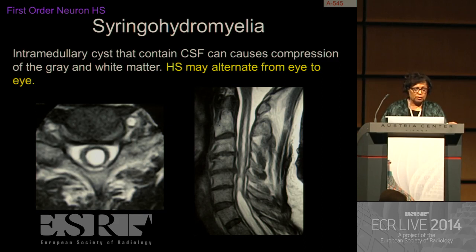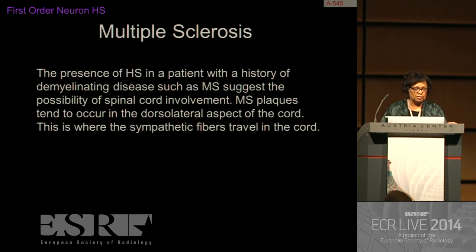Syringomyelia, intramedullary cysts that contain CSF, can cause compression of the gray and white matter in the cord. And the interesting thing about this disease is that the Horner syndrome may actually alternate from eye to eye. So one day it may be on one side, the next day may be on the other side. So when you see an alternating Horner syndrome, this is what you should consider.